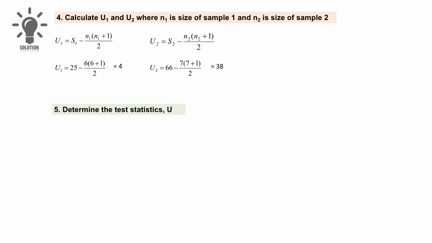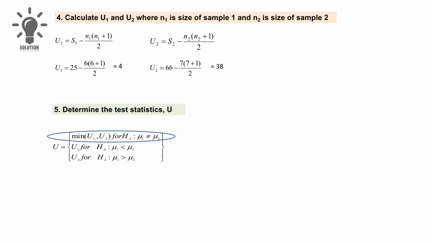In the fourth step, we have to calculate U1 and U2 based on this formula. So the U1 and U2 values that we solve for this equation are 4 and 38 respectively. In the following step, we have to determine the test statistic U based on these three conditions. Since the alternative hypothesis that we have written in the first step falls into the first condition here, U is given as the minimum of 4 and 38, that is equal to 4.